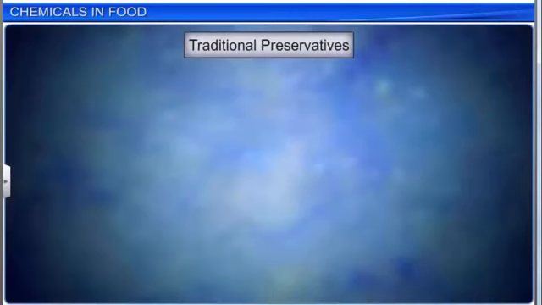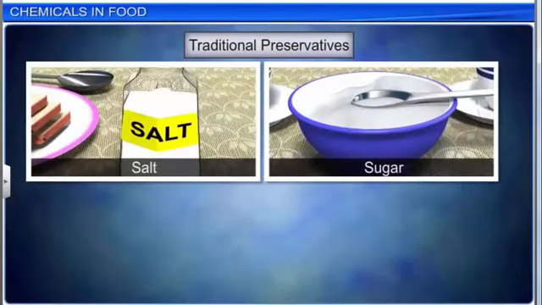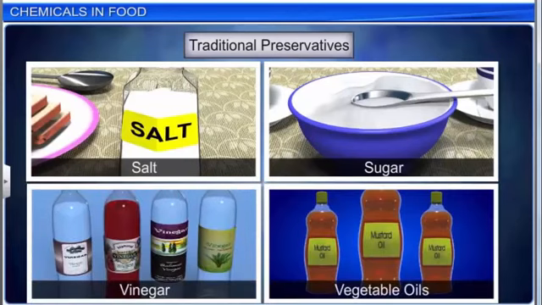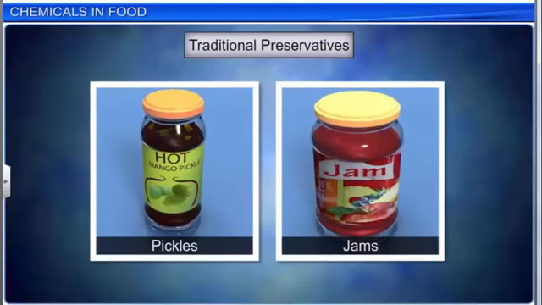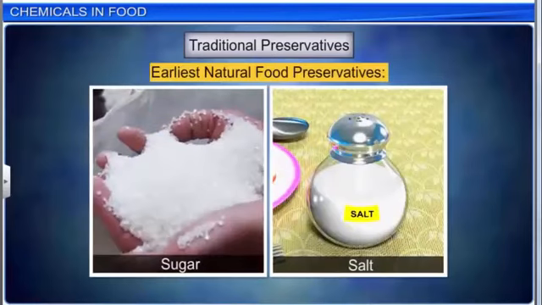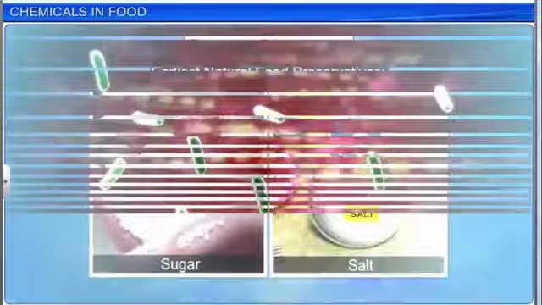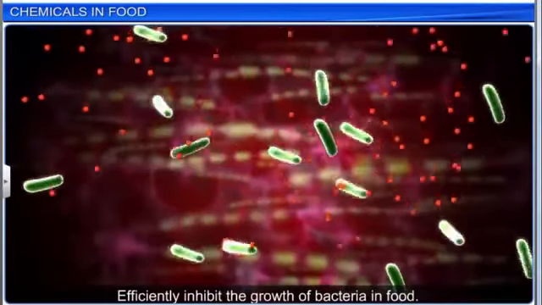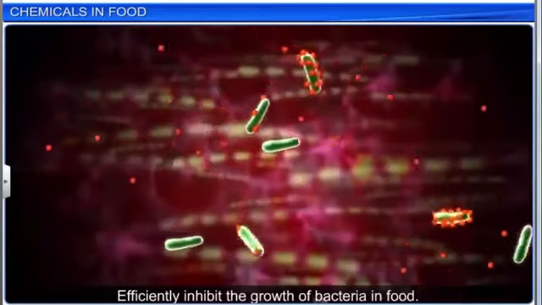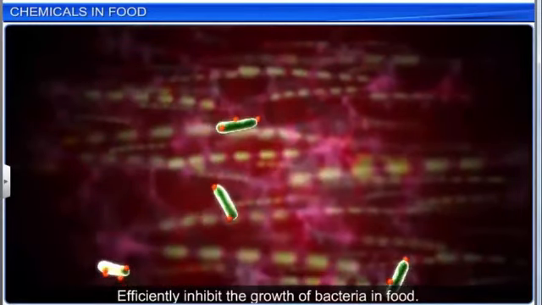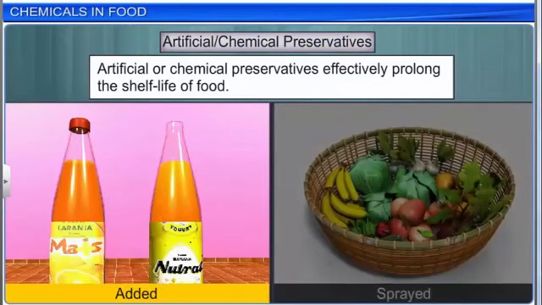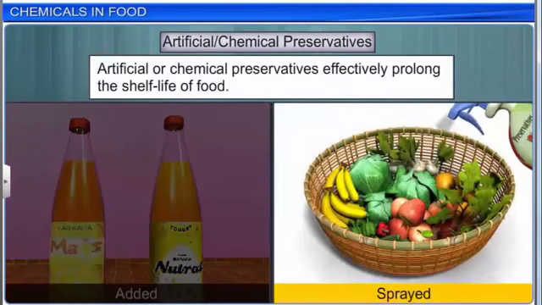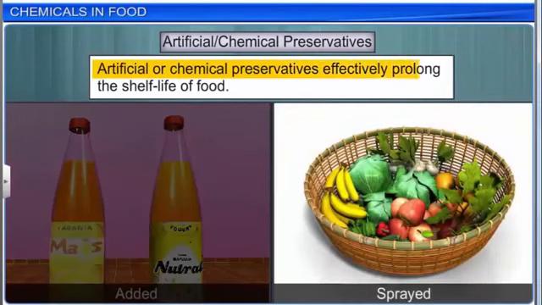Natural substances such as salt, sugar, vinegar, and vegetable oils are traditional preservatives often used to prepare pickles and jams. Sugar and salt are the earliest natural food preservatives that very efficiently inhibit the growth of bacteria in food. Artificial or chemical preservatives are either added to food or sprayed on food and have been known to effectively prolong the shelf life of food.